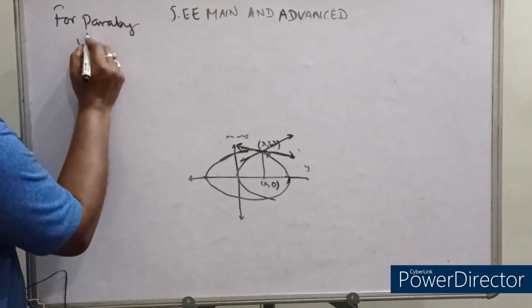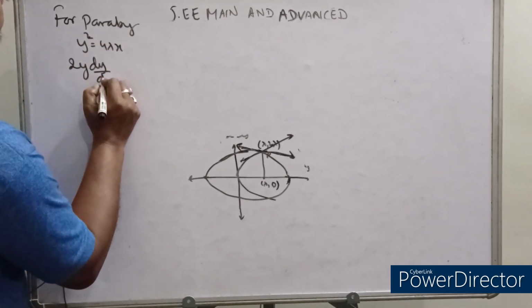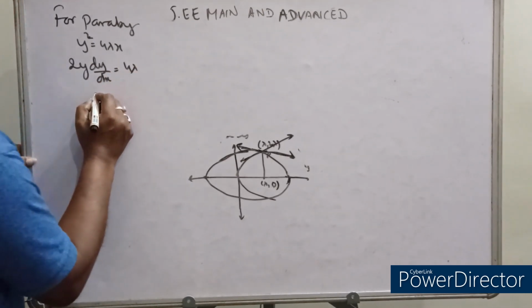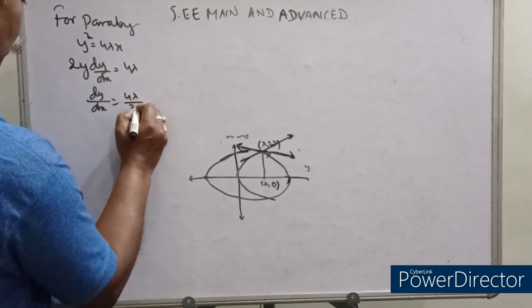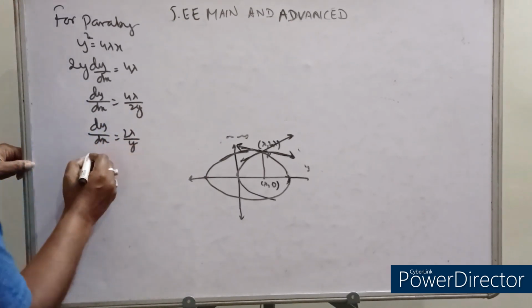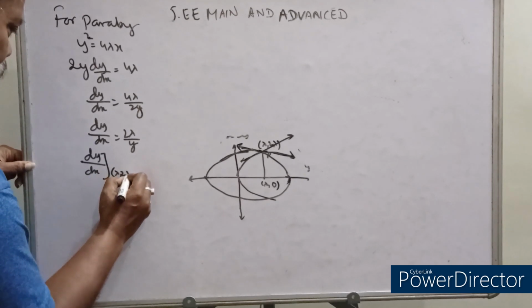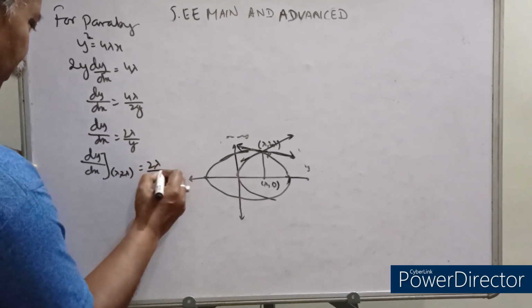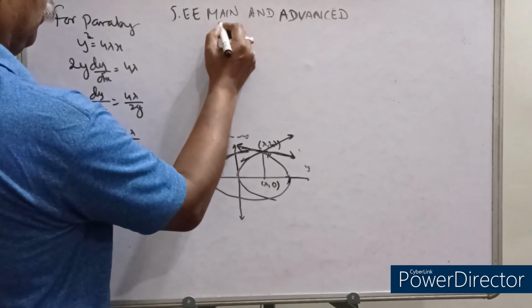Now here y square is equal to 4 lambda x, so 2y dy by dx is equal to 4 lambda, so dy by dx is equal to 4 lambda by 2y, so dy by dx is equal to 2 lambda by y. And dy by dx at point lambda comma 2 lambda will be 2 lambda divided by 2 lambda, which is equal to 1. Let this be m1. So this is the slope of the tangent for the parabola at point P.